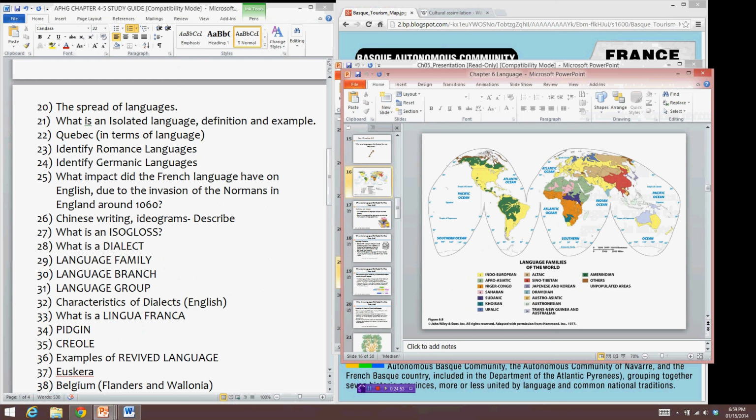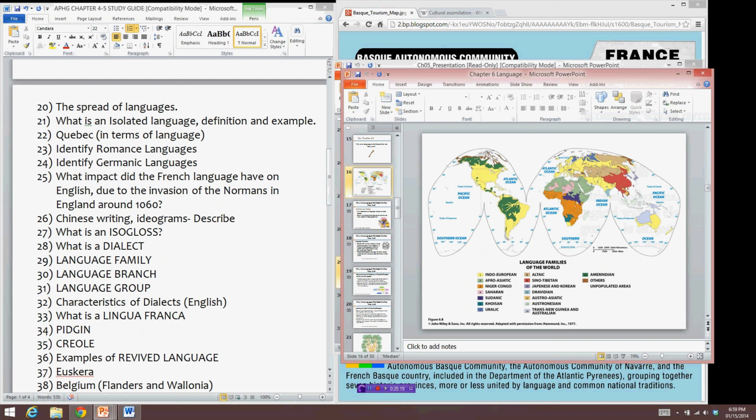Language branch is also defined on that same page, as is language group. Now, some books or some geographers call language groups basically the same as subfamilies, but as long as you know the definition for a language group defined in the book, you should be fine with number 30 and 31. 32, characteristics of dialects.